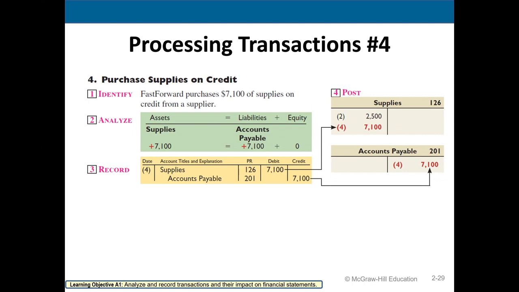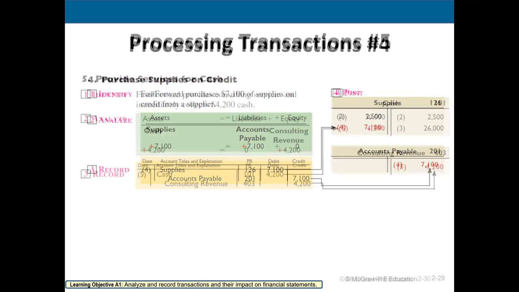All right, so then we purchase. This is one that's purchased on credit. And so we show our supplies as a debit, but what are we going to have as a credit? Not cash, because we're not paying cash. It's going to be accounts payable as my credit. And then we carry those over to the accounts.